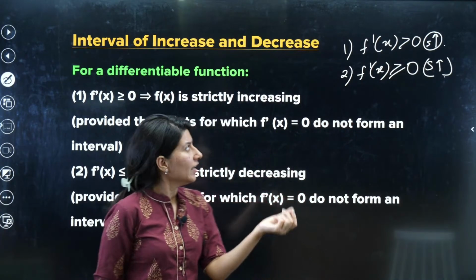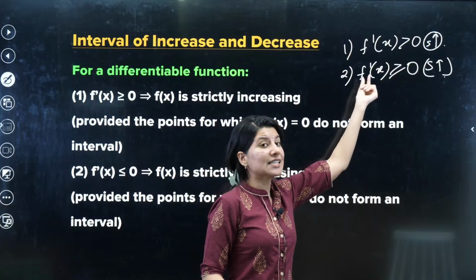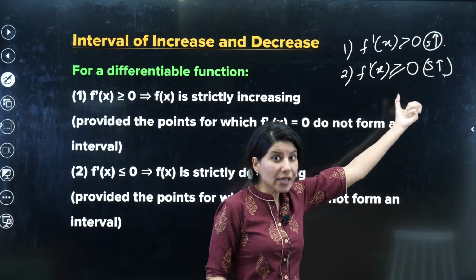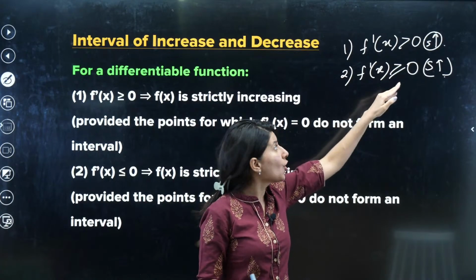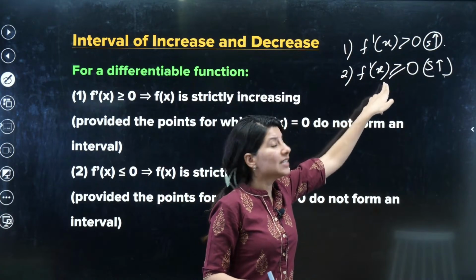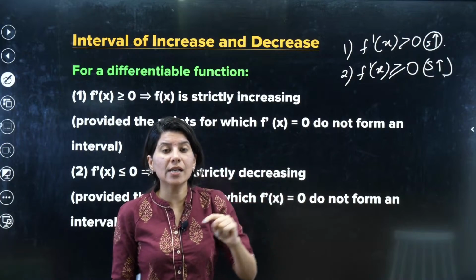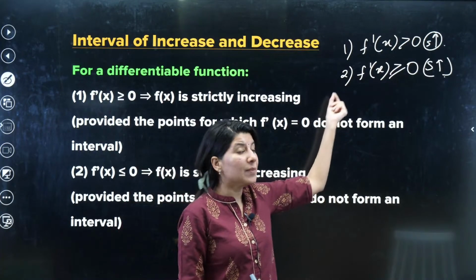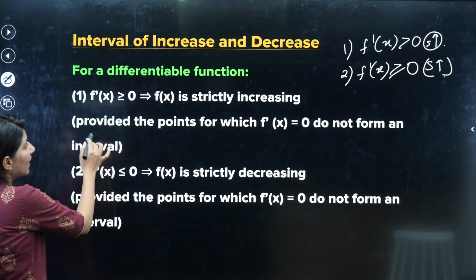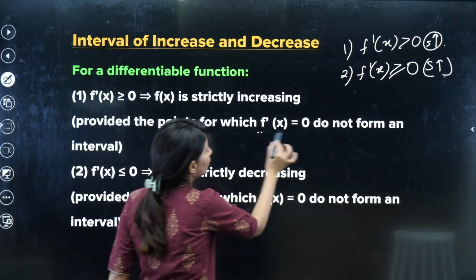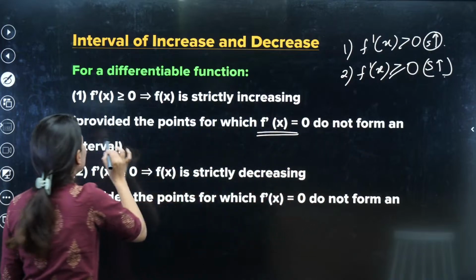Second, if f dash x is greater than or equal to 0, then also we can say it is increasing, but on the condition that this equal to 0 is not forming an interval. You should make sure that it becomes 0 only at single points, provided the points for which f dash x equals 0 do not form an interval.